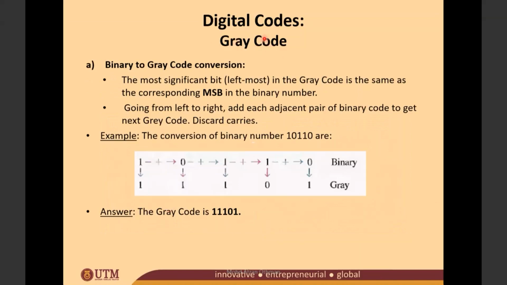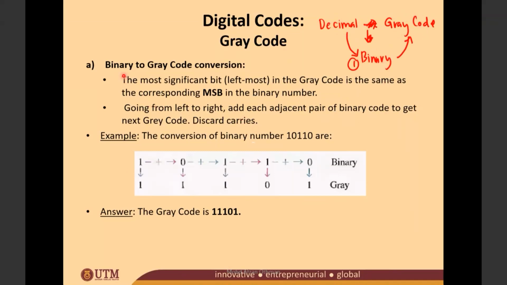Okay, nak tukar daripada decimal ke gray code, what you need to do is sebelum kamu tukar daripada decimal ke gray code, kamu kena dapatkan dulu dia punya binary number. Once you get the binary number, then after that you can get the gray code. So this is the step. The first thing here, you need to tukar dulu nombor decimal kamu kepada binary, and once you get the binary number, then after that you need to convert to gray code.